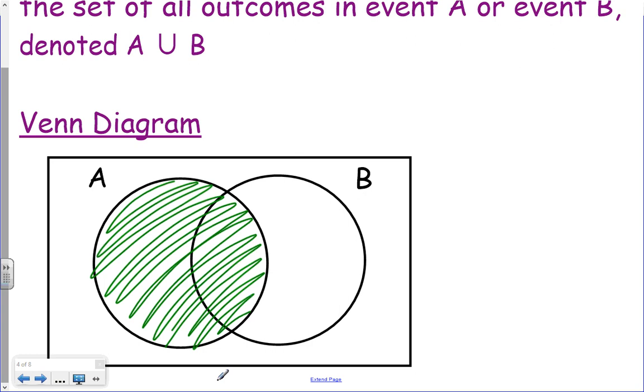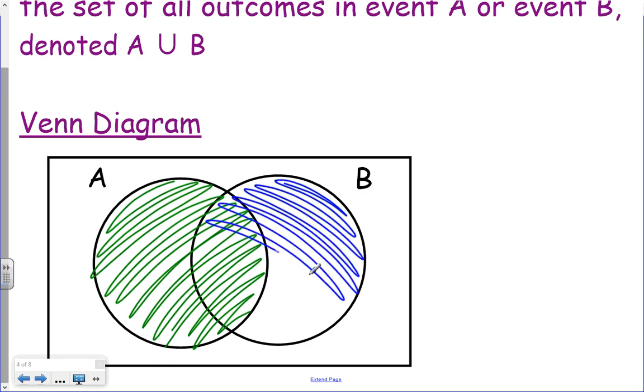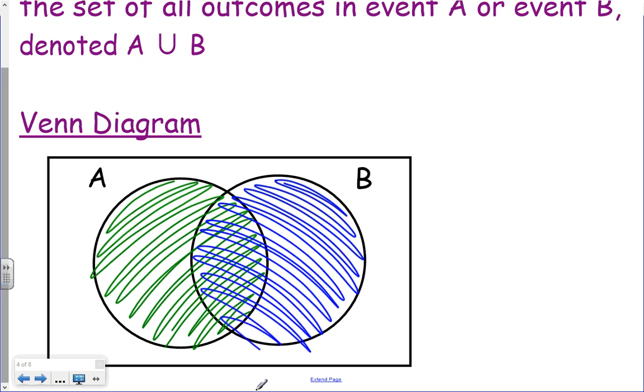And if I look at all the events that are in event B, we'll do that in blue, that would be this circle right here. And I got to shade that whole circle in. Notice that there's a little overlap potentially. My two circles overlap, then there's a little bit of overlap. This would mean I'm potentially counting some stuff twice there. But that right there is A union B.